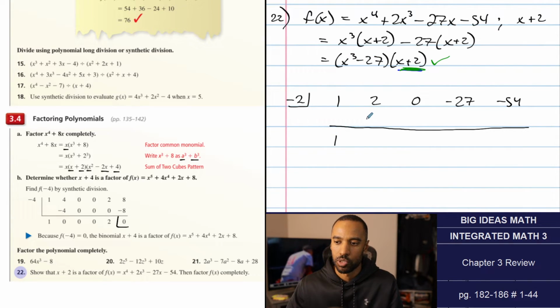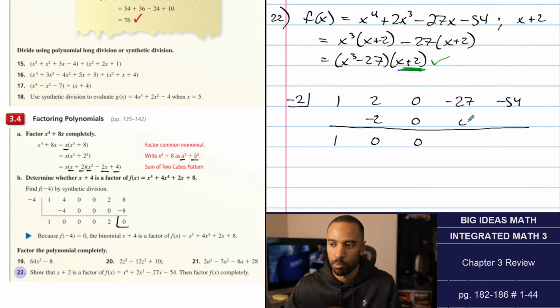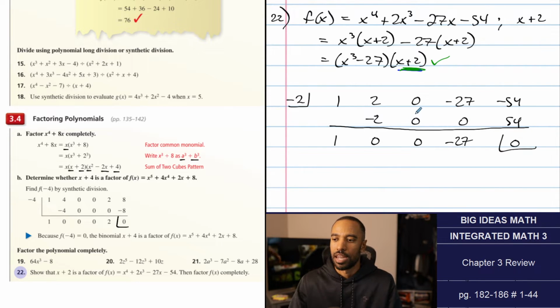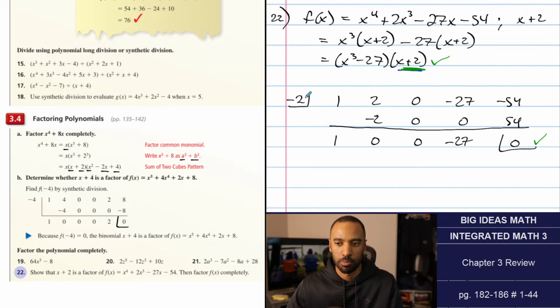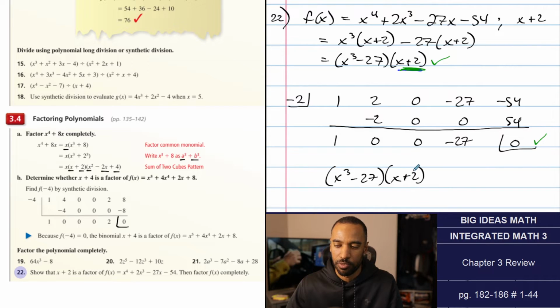Put in 1, substitute negative 2, or multiply by negative 2, add, multiply by negative 2, add, multiply by negative 2, add, multiply by negative 2, add. Now, this is the remainder. That remainder is our check that x plus 2 was indeed a factor by using its root on synthetic division. This is the constant. This is the linear term, quadratic term, cubic term. This ultimate result is x cubed minus 27, and it's still being multiplied by that x plus 2, which we had to begin with. When we factored it out, it still is in the factorization.